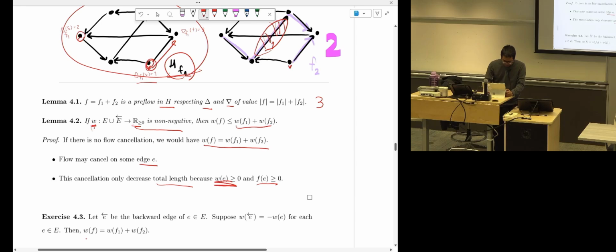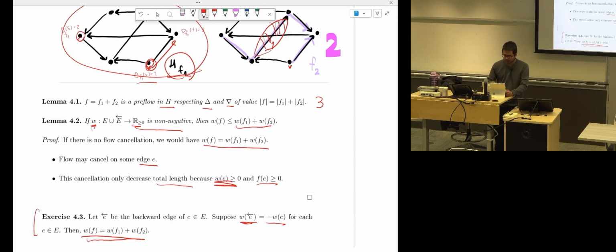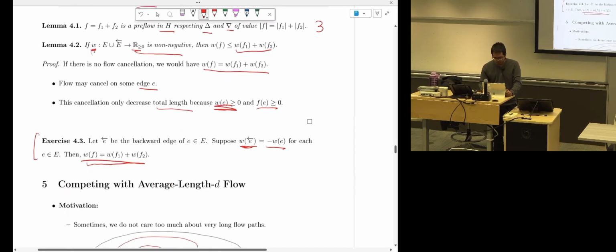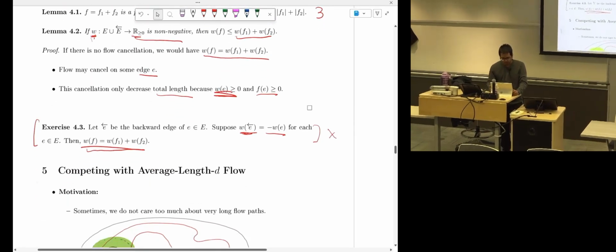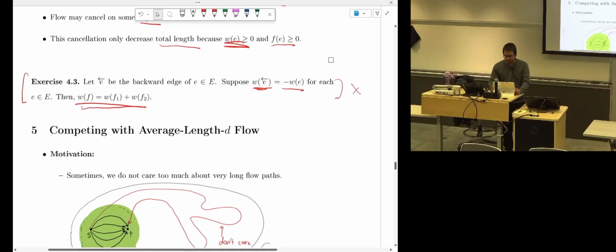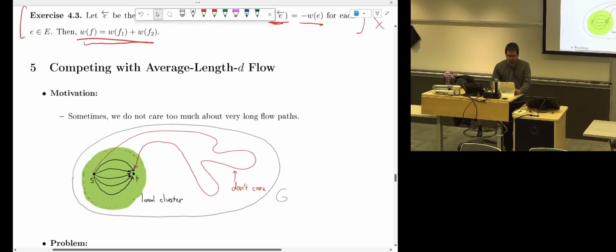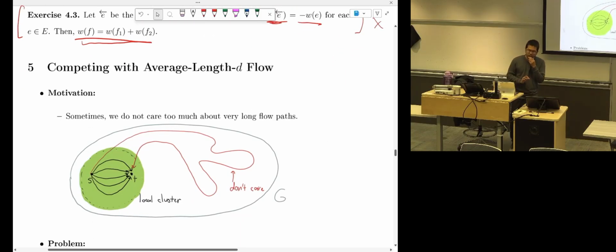By the way, if you want something to be equals, you can define the weight such that the weight here is kind of the negative of the forward one, but you can check this. This is just an exercise. We don't need this one. Okay, good. So now we are ready to talk about some new thing.